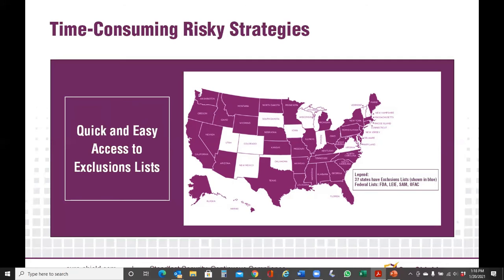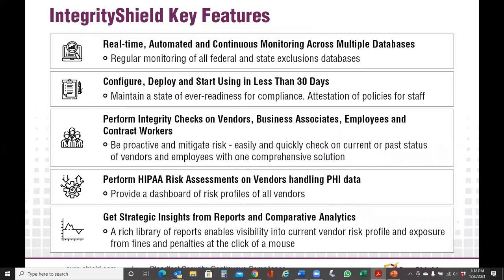Any provider that is accepting money from the federal government or a Medicaid program has to be monitoring this situation.